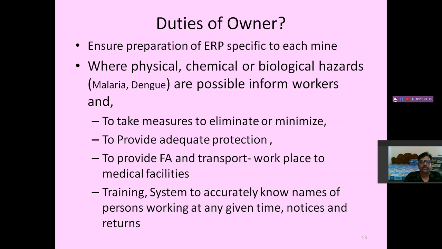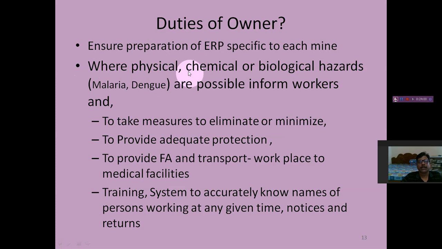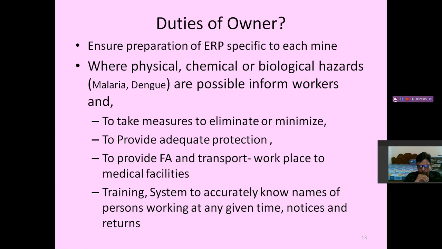Again here I continued. Important point is where physical, chemical and biological hazards. What are biological hazards? Malaria, dengue, or even now if you take COVID, spread of COVID, if it is possible in an area, he has to inform workers. Not that inform workers and keep quiet. You should also, there you have seen where eliminate, control and minimize, that he should do here also. That is the primary Bible for it. Eliminate, control and minimize. You cannot reverse it. Please remember that. I am talking about this eliminate, control and minimize many times.